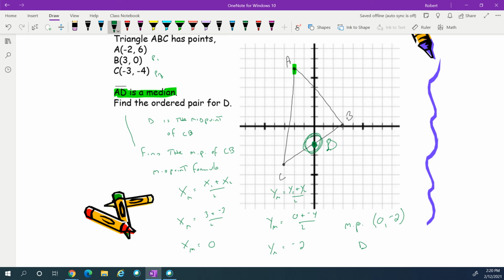Okay, so we want to have our formulas handy. We might need the distance formula. We might need the midpoint formula. We're going to have to work on that coordinate plane. We're going to have to realize when things are congruent. We're going to use the Pythagorean theorem. All of that stuff is going to be involved. All right, let's go do some more practice with it.